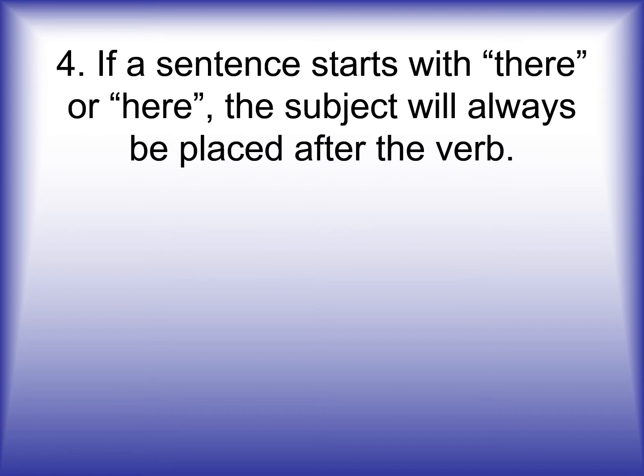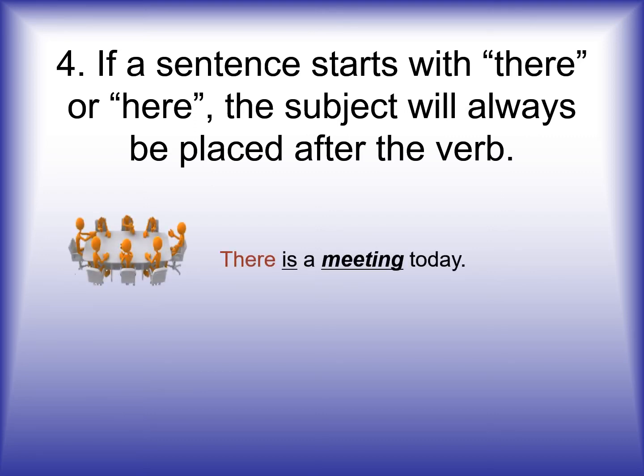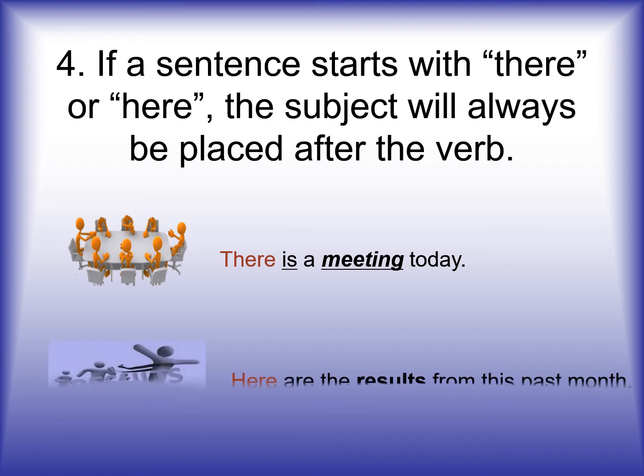If a sentence starts with there or here, the subject will always be placed after the verb. See the following sentence. There is a meeting today. So here first comes the verb is, then comes the subject meeting. Next sentence. Here are the results from this past month. So again we can see that the verb comes first, then the subject comes later.